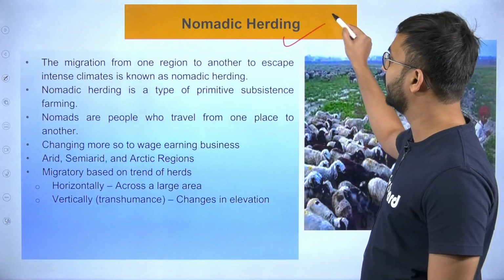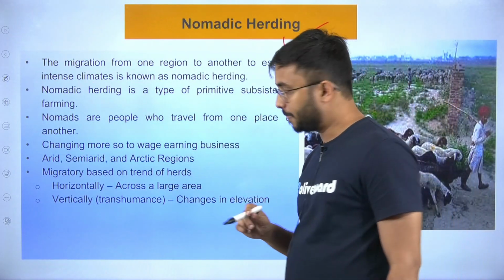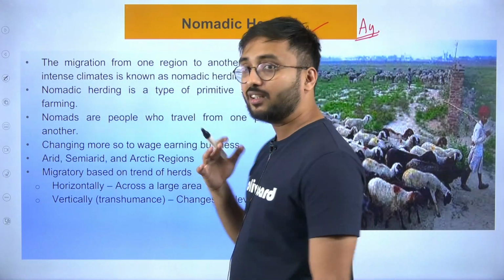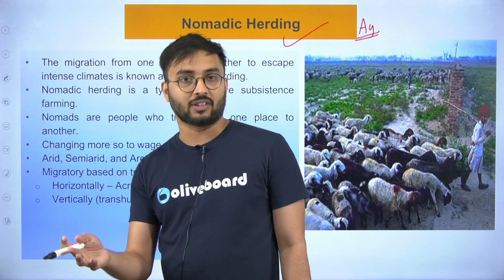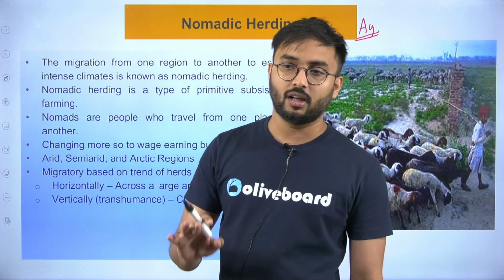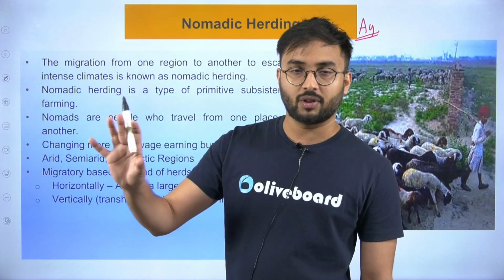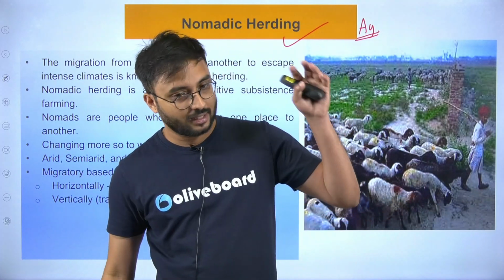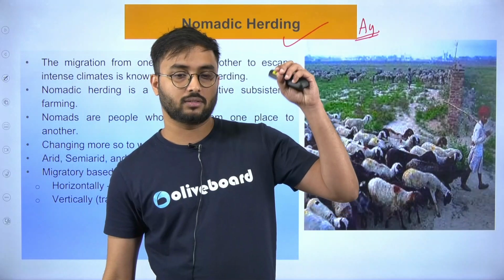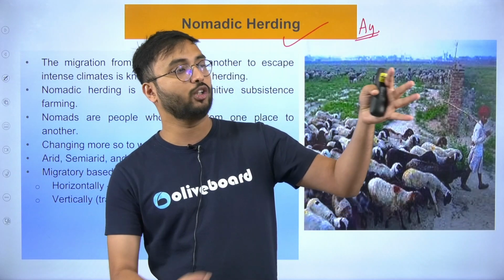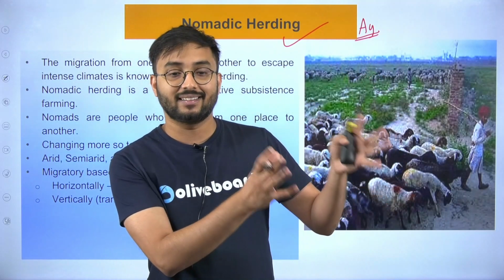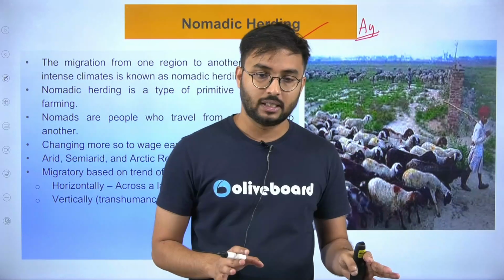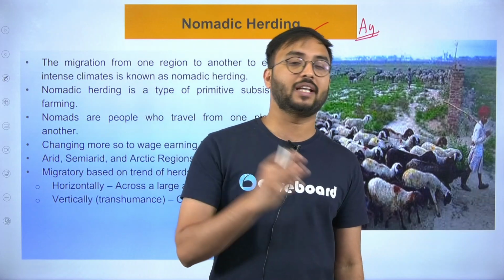Then comes nomadic herding. So always remember, apart from agricultural activity, there are certain communities which are not based on settlements. Settlement is where your address is, where you are residing, your house, or the place where you stay, that is fixed. In certain communities such a place is not fixed, they keep on moving from one place to other.